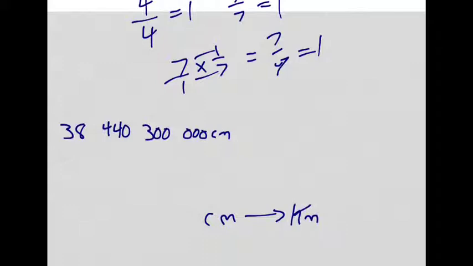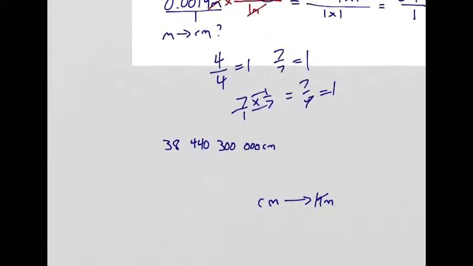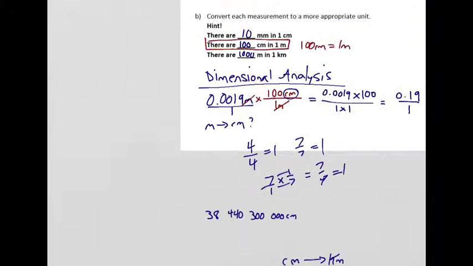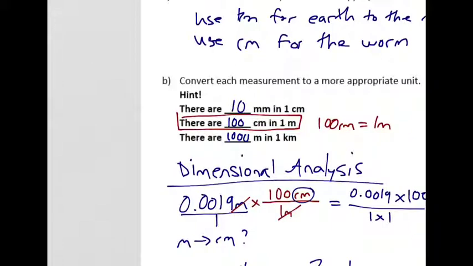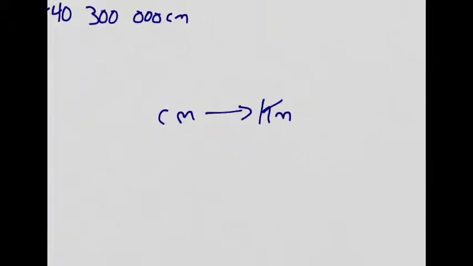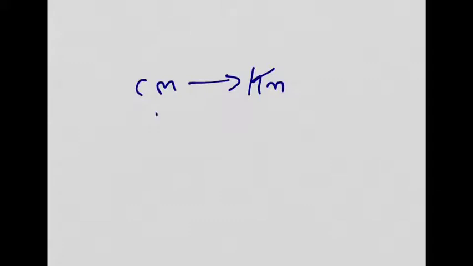Do we know a numerical relationship between centimeters and kilometers? Like how many centimeters in 1 kilometer? Do we know that? No. But we could figure it out. You know centimeters and meters, then meters to kilometers. Yeah, so let's do that. Instead of going directly from centimeters to kilometers, we're going to take a detour and go to meters first and then kilometers. Follow that? Okay.